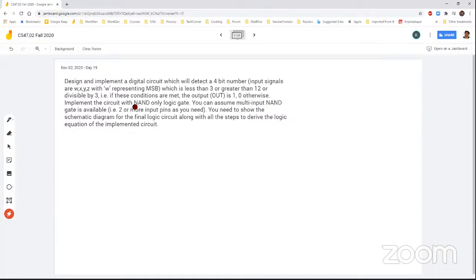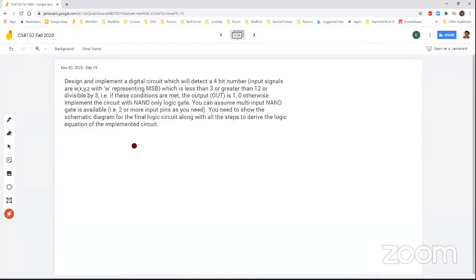Now there is a restriction. We need to construct its logic circuit with NAND-only logic gates. We can assume multi-input NAND gates are available, that is, NAND gates with 2 or more inputs. What you need to do is show the schematic diagram for the final logic circuit along with the steps to derive the logic equation and the implemented circuit. For this type of problem, the first step is to determine the truth table.